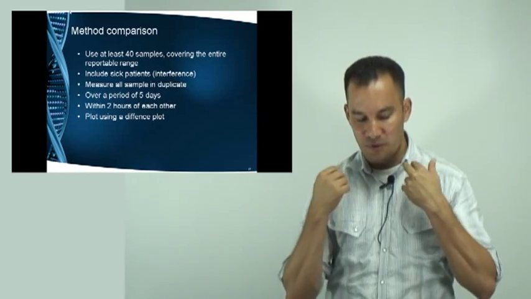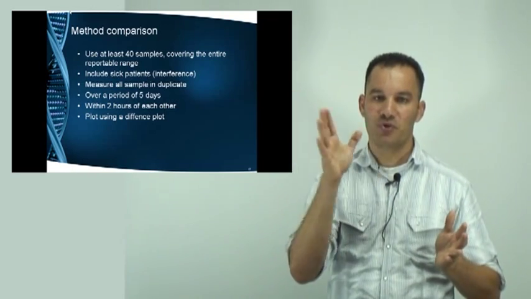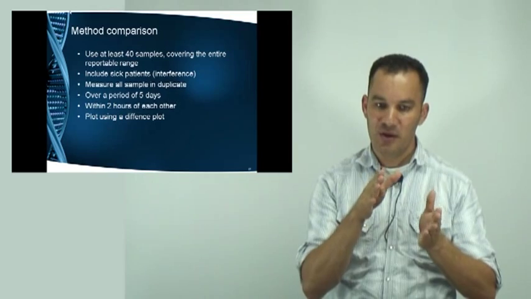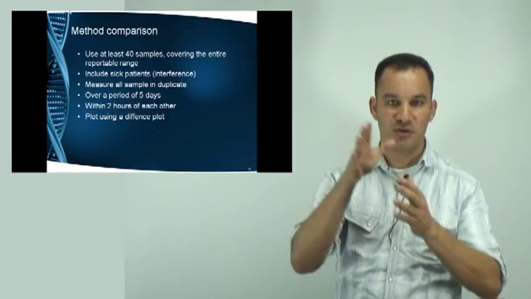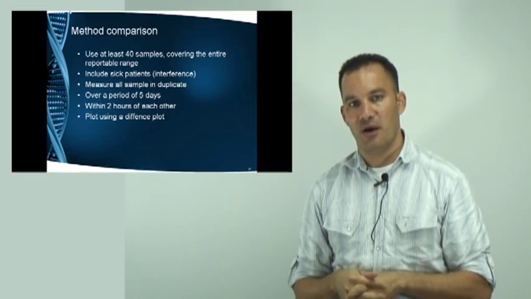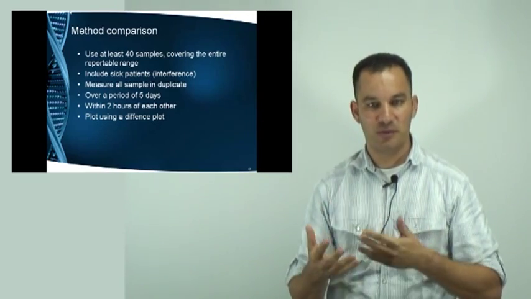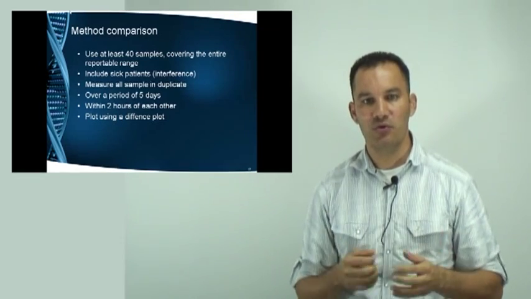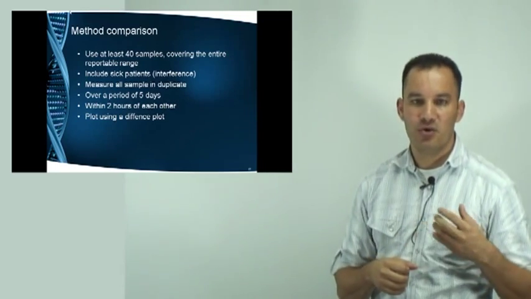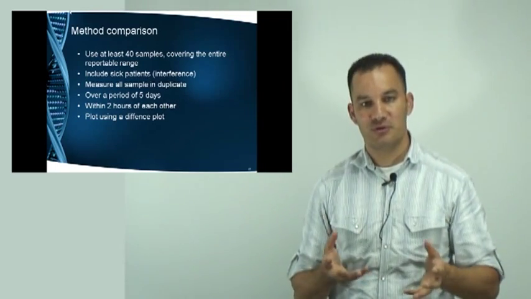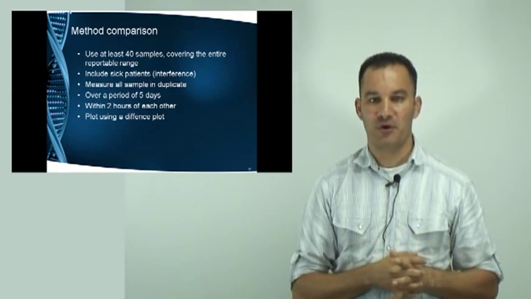What we do focus on is that you take into account the whole reportable range. So you won't be using only normal patients, but you will try to include sick patients as well, low results as well as high results, which will make you more vulnerable to interference. But that's good, because at the same time you can check for interference in your new method. Now you have to measure all samples in duplicate. You will not do that on one day, but pretty much the same as the intermediate precision, you will smear that out over a period of 5 days.